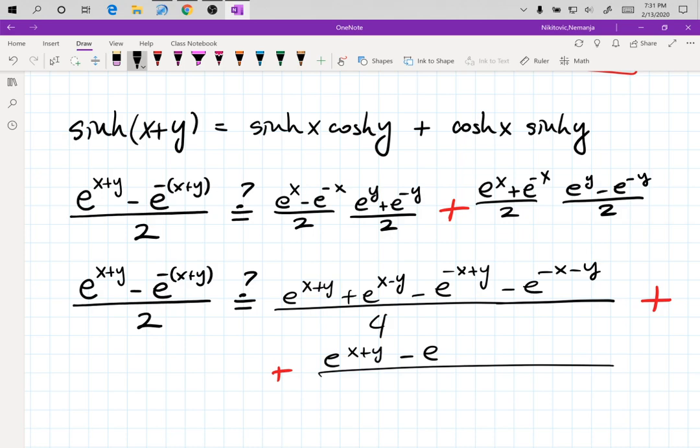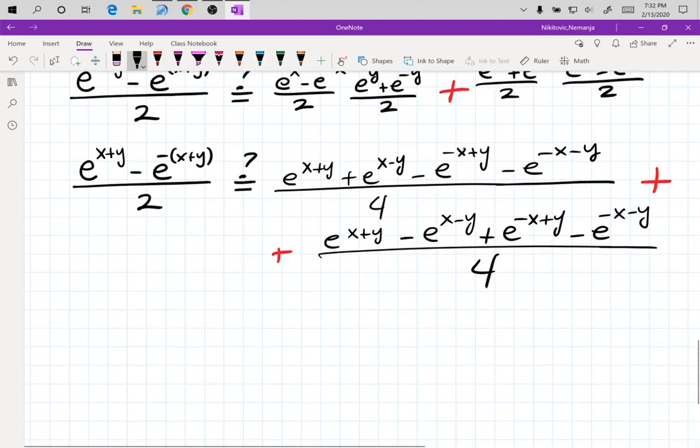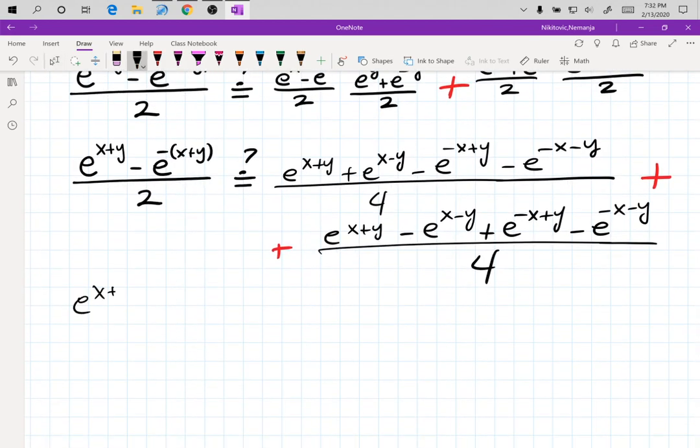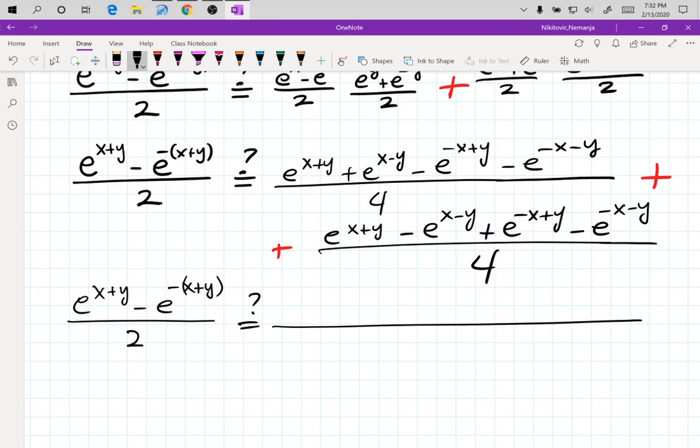Minus e to the x minus y, when you multiply these two, e to the x minus y. Then plus e to the minus x plus y, and finally minus e to the minus x minus y over 4. e to the x plus y minus e to the minus x plus y in parentheses divided by 2 is equal to, and now I have a single common denominator of 4 for both of these.